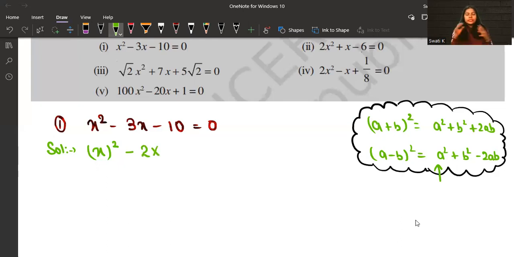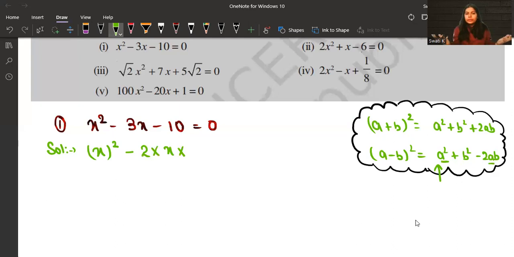Forget about what is given in the question. Just focus on the formula. A square is done. Minus twice, 2 into a. What is a here? x, not x squared. Please try to understand this. It's not x squared, it's just a, because this is in a square form, right? Here it is a square, but here it is just a. So you have to write x only, and then into b.